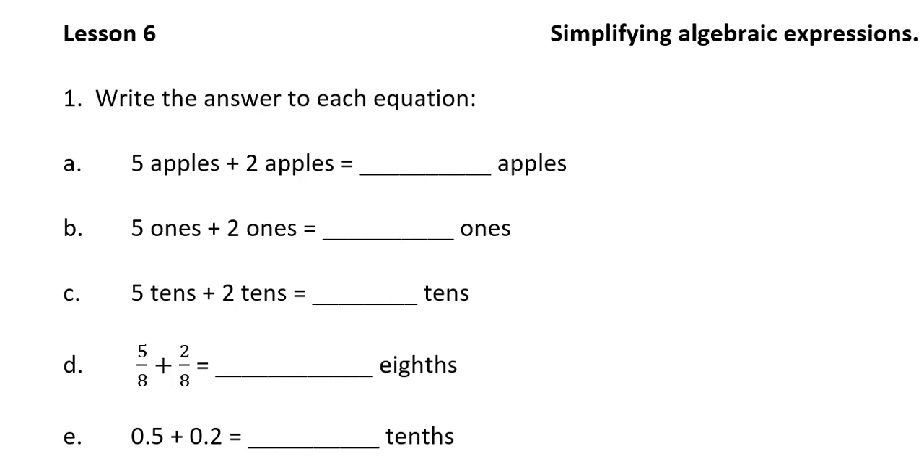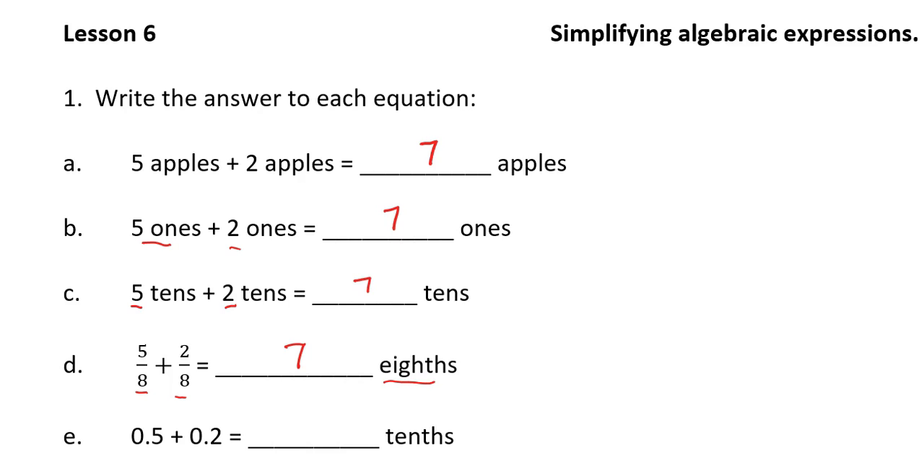The first one says 5 apples plus 2 apples. Well, if I have 5 apples and I get 2 more, then I have a total of 7 apples. And when I have 5 ones and I add those to 2 ones, I get 7 ones. If I have 5 tens and I add 2 more tens, I get 7 tens. If I have 5 eighths and I add 2 more eighths, I get 7 eighths.